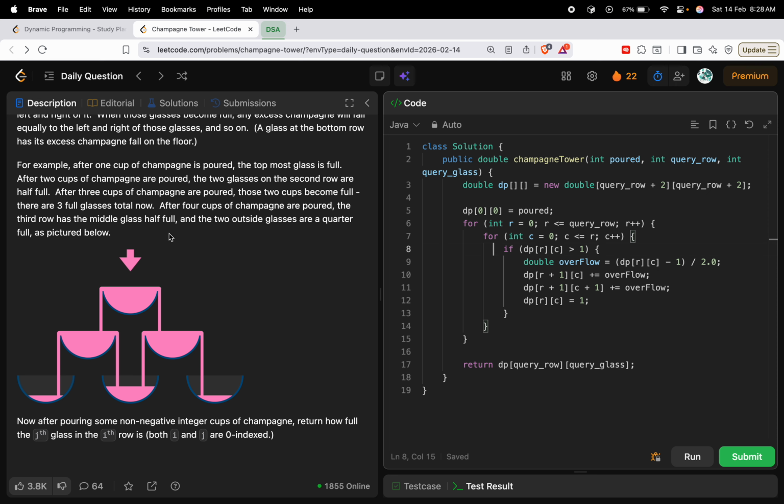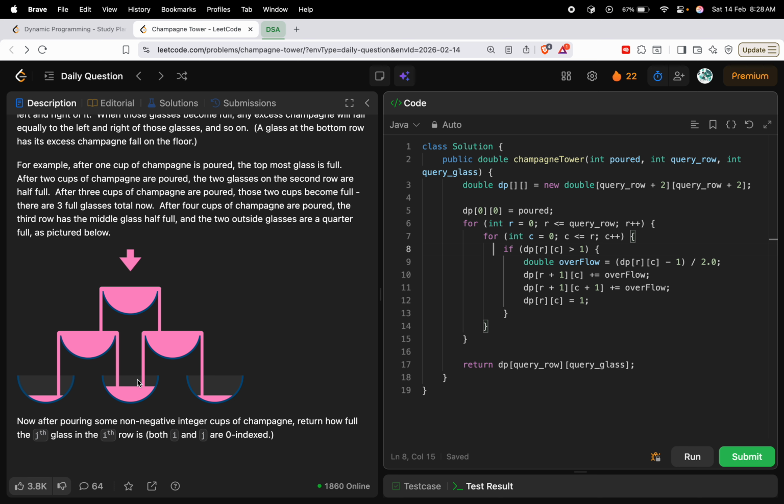If we pour 100 units of champagne on the first glass at the top of the tower, the champagne will overflow down, and in the ith row and the jth column we have to identify the amount of champagne it holds.